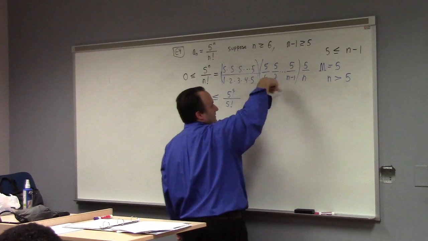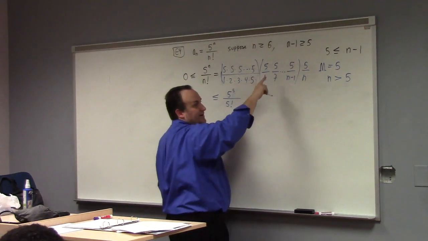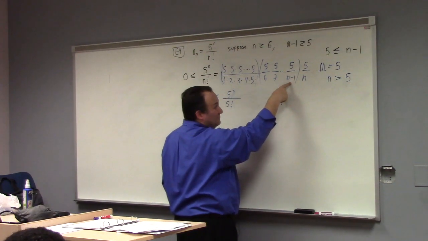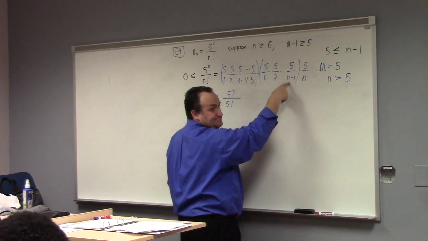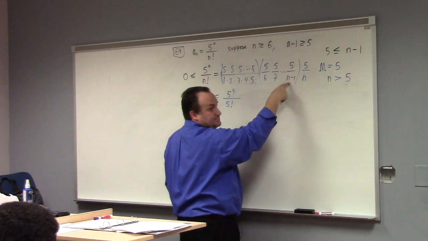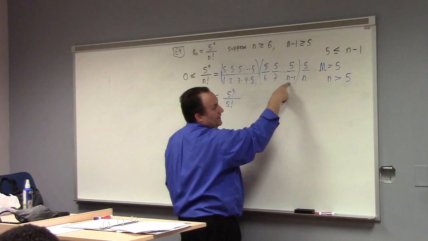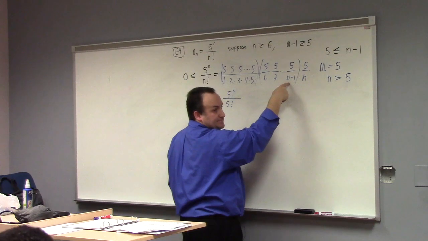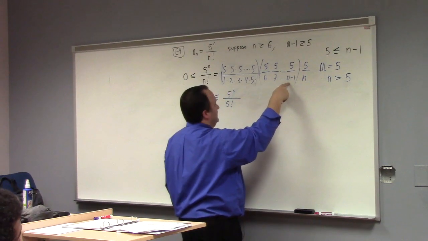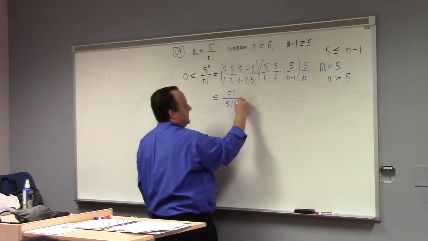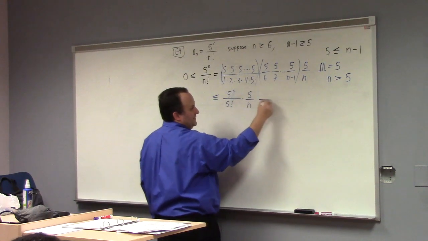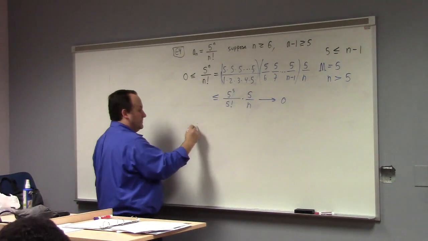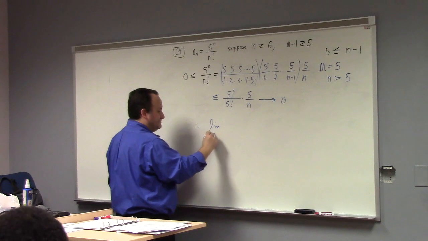And this is collectively terms less than 1, less than 1, less than 1, because n is greater than 5. That makes this less than 1, or equal to 1, I suppose. If it's 6, this is equal to 1. Fine, so less than or equal to 1. And then we're left with the 5 over n. So again, this goes to 0 as n goes to infinity. Therefore, by squeeze theorem.